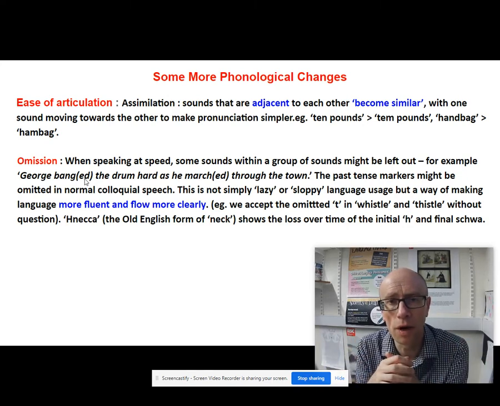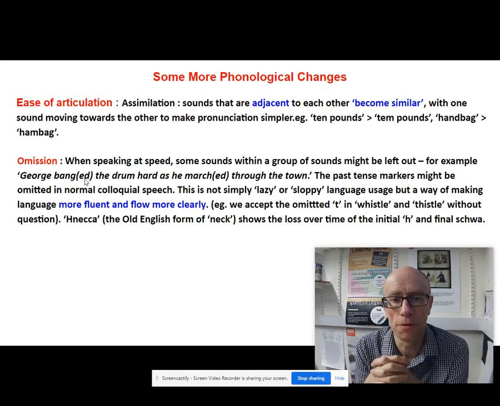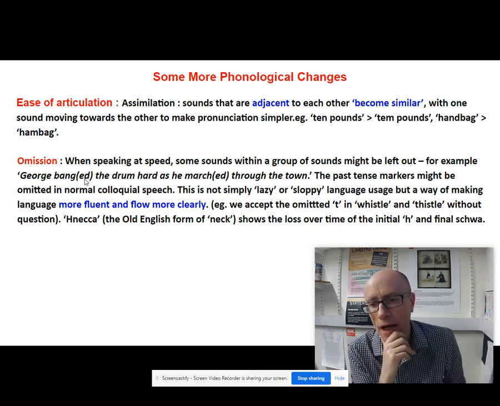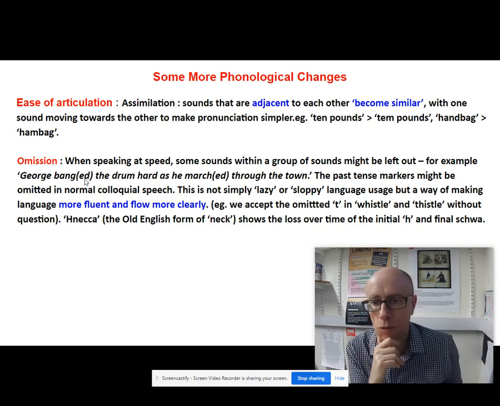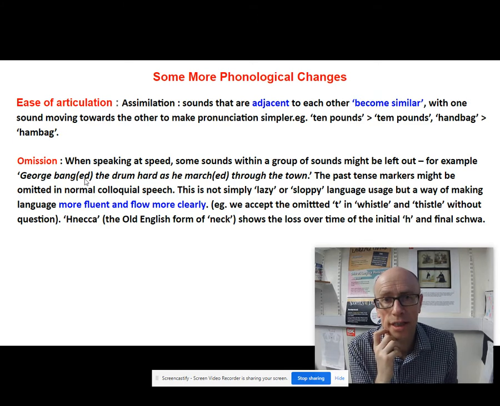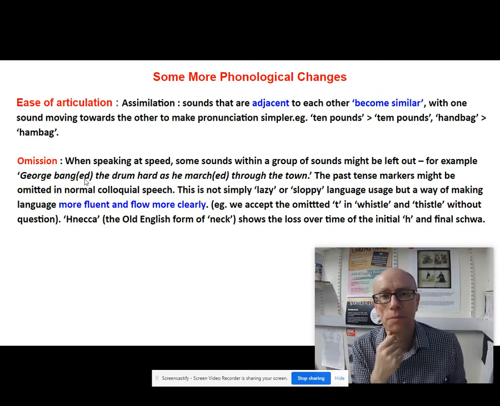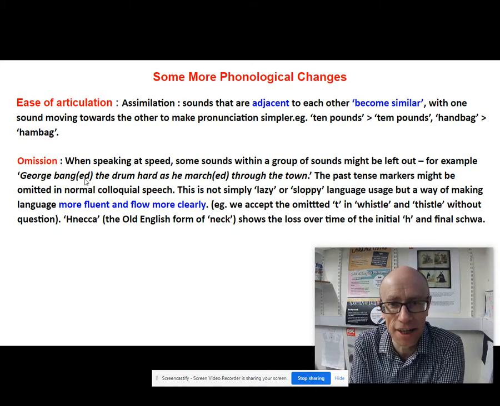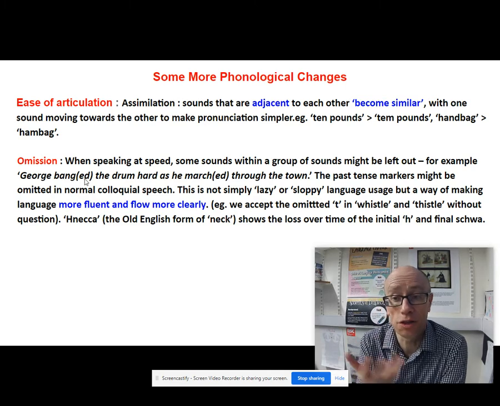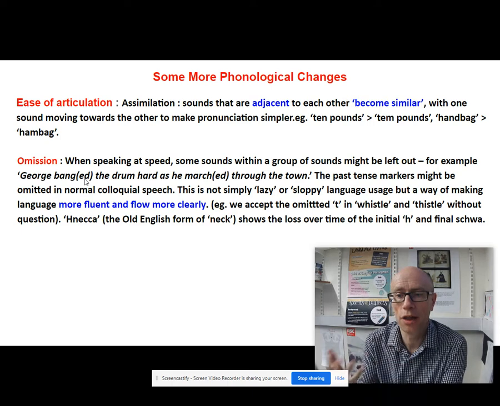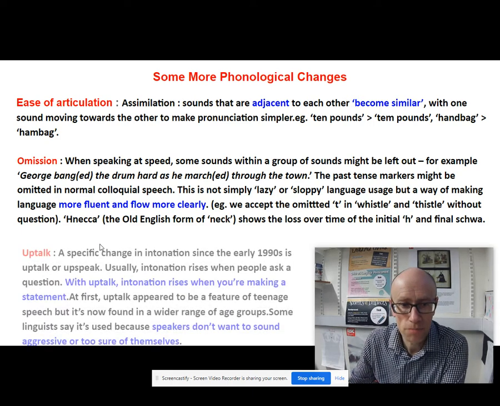But a linguist would say, well, actually, this happens all the time, this kind of omission. What it does is enable speakers to speak more fluently. Look at particular words like whistle, for example, W-H-I-S-T-L-E, or thistle. We accept the omission of the T there without question. Another good example is the word hanecker, which is the Old English form of it's a pain in the neck. And that again shows the loss over time of sounds. In this case, it's the initial H sound and the final schwa sound.